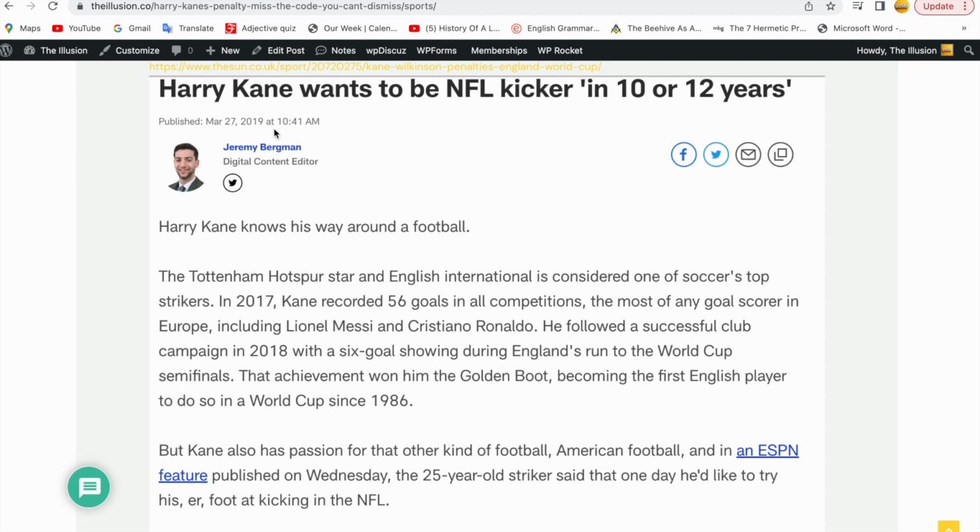This was back in 2019. The Tottenham Hotspur star and English international is considered one of soccer's top strikers. Awful footballer. In 2017, Kane recorded 56 goals in all competitions. Interesting how England stayed on 56 all-time points against France. The Society of Jesus were founded in France. Society of Jesus equals 56. Pope equals 56.